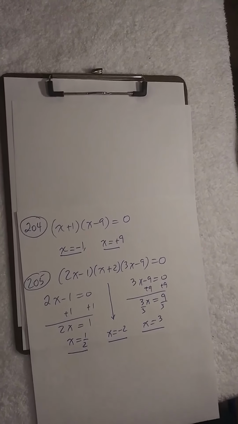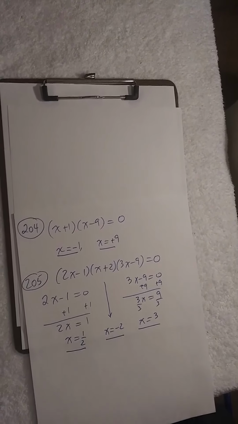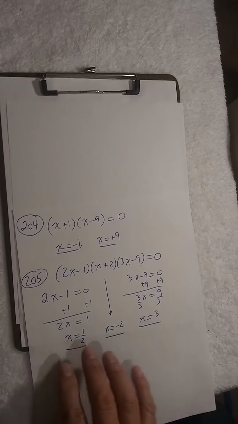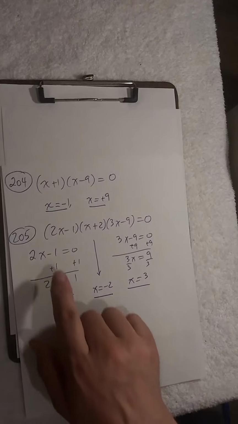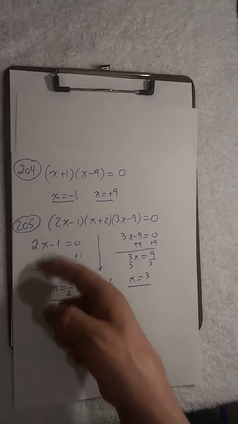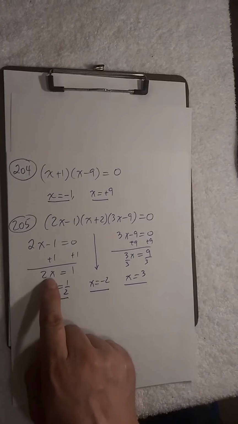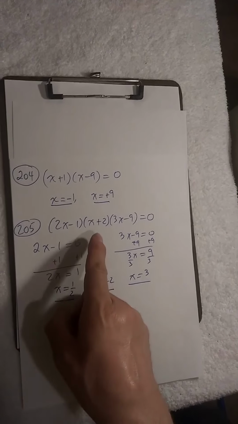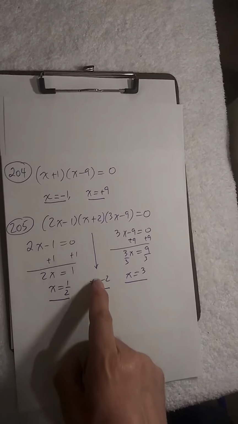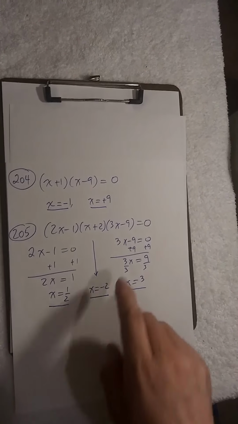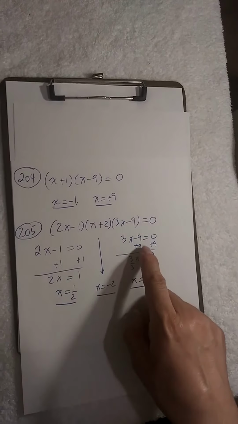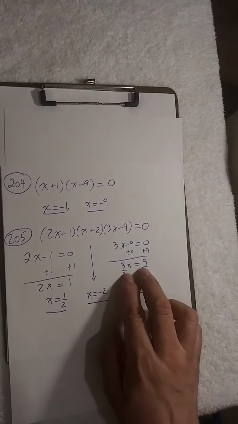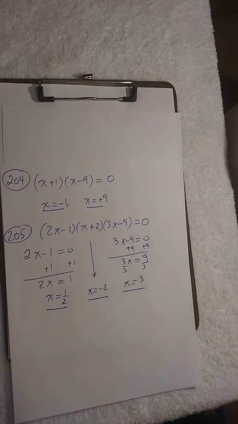For this next one, we're going to separate them. 2x minus 1, we're going to set it equal to 0 and solve it by itself. Okay, add 1 to both sides, and minus 1 plus 1 will cancel. So 2x equals 0 plus 1, which is 1, x equals a half. The second part, x equals minus 2, directly. The third factor here, 3x minus 9 equals 0, add 9 to both sides. So that gives us 3x equals 9, divide by 3, so x equals 3.